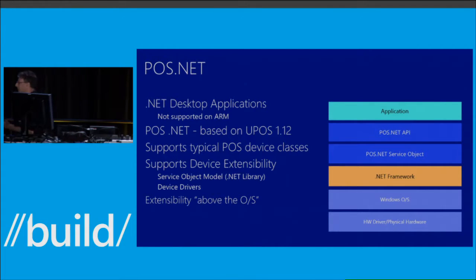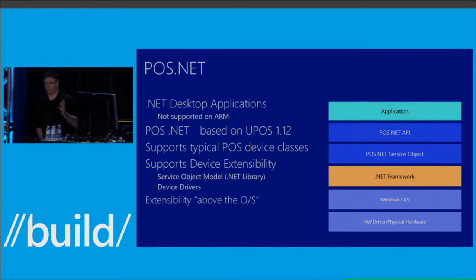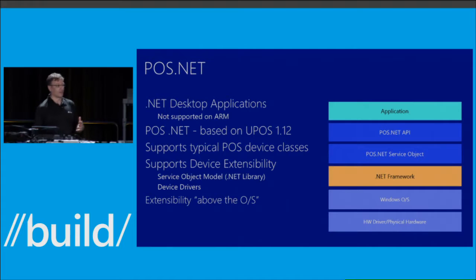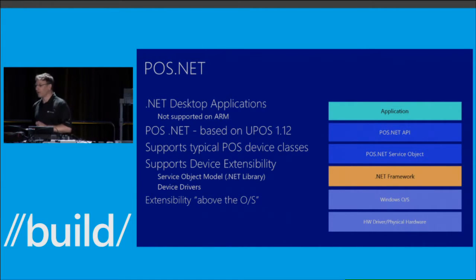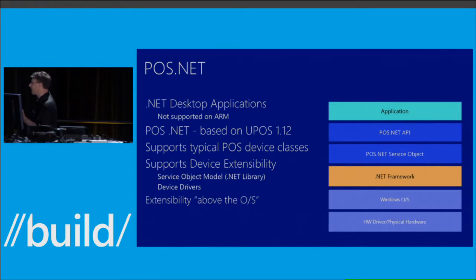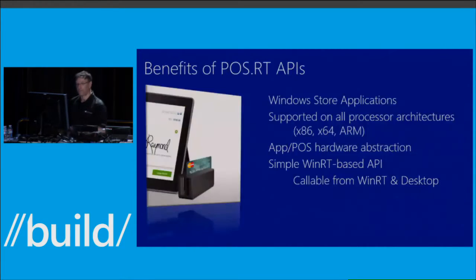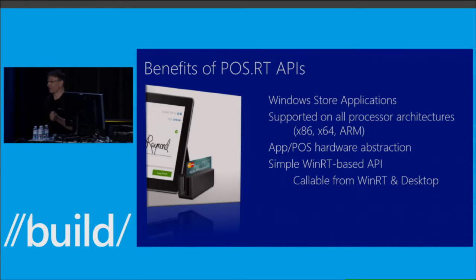This supports each of the different device classes that are defined through UPOS, and there are a number of different devices. You may be familiar with many of these, including things such as cash drawers and change machines and a whole range of other devices. So this really gives you a model where you can extend POS.NET above the line by adding additional service objects into the model.